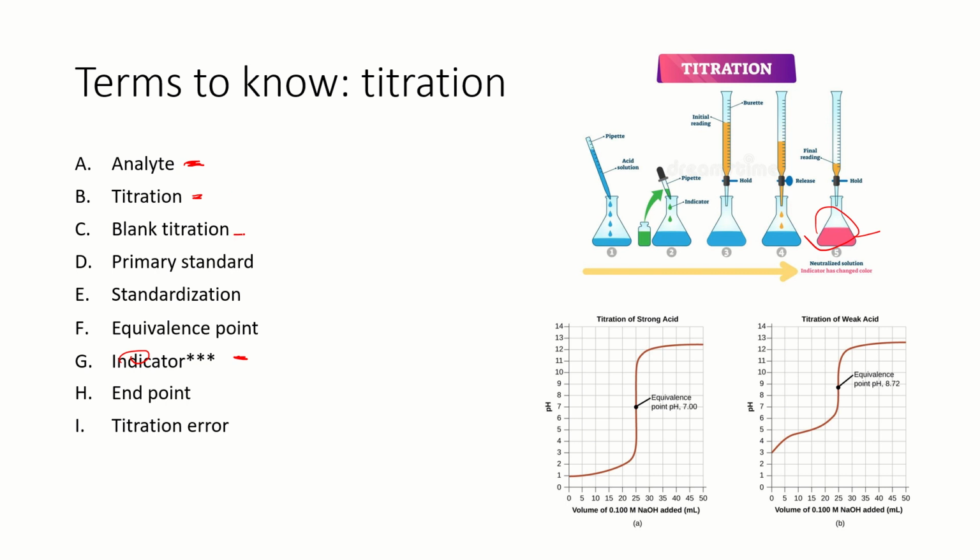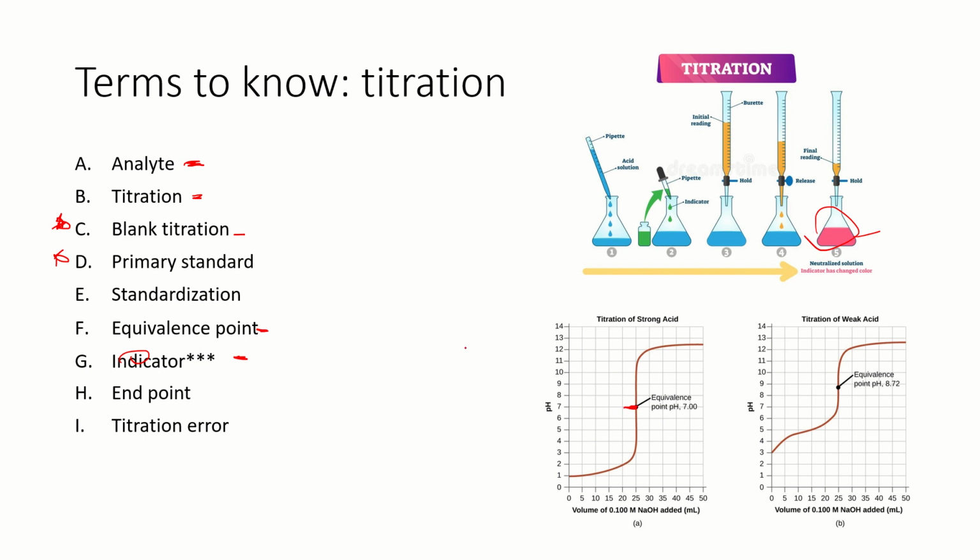So what is a blank titration? This is a little difficult to understand, so I'll come back to this one. I'll come back to primary standard as well. Let me go to equivalence point. An equivalence point is when you have equal molar amounts of base and acid added to one another. So in theory, the equivalence point of a strong acid should be 7.